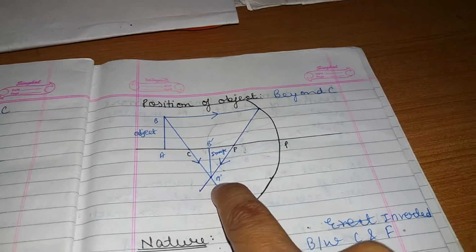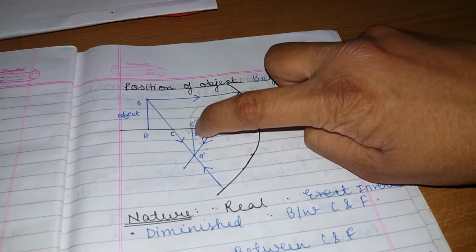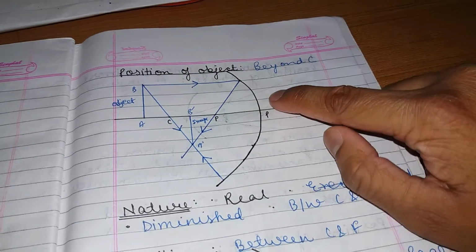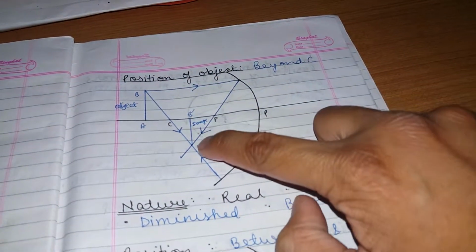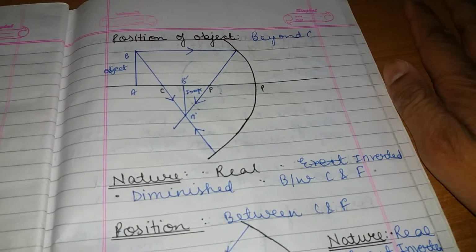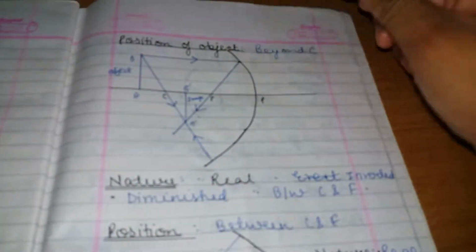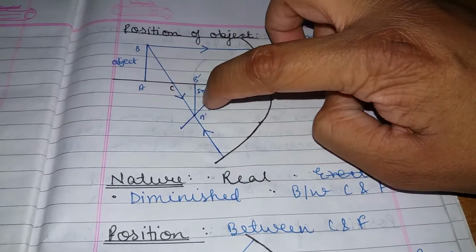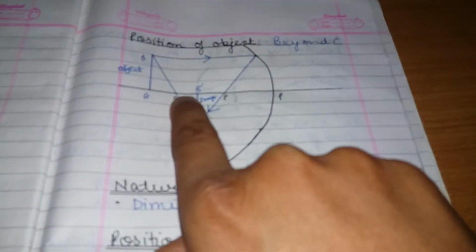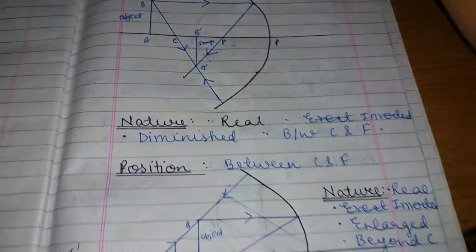So the two rays are meeting at the point A dash. So we can say that A dash B dash is the image and AB is the object. Now since the two rays are actually meeting, the image is real. It is inverted, as when the image is real, it will also be inverted. Now as the object size is greater than the image size, the image will be diminished, and the position of the image is between the center of curvature and focus.